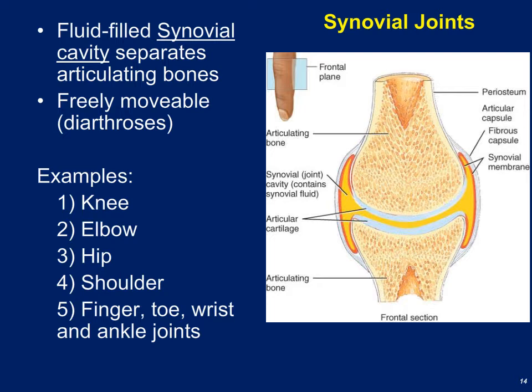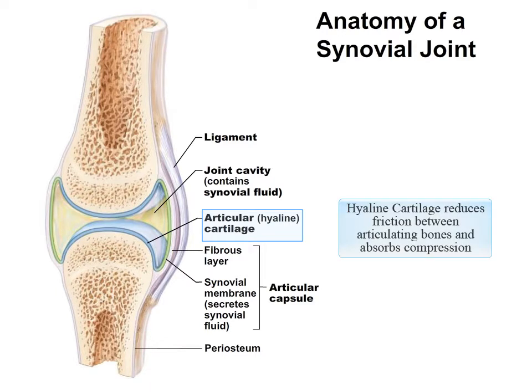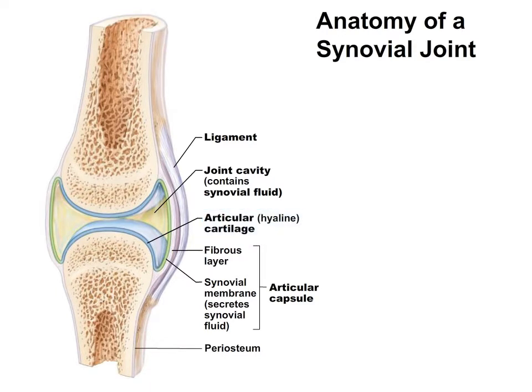And examples of synovial joints include things like the knee, the elbow, the hip, the shoulder, finger, toe, wrist. Pretty much any joint that you thought of as a joint before you came into this class is a synovial joint. Synovial joints are distinguished from cartilaginous joints and fibrous joints by the presence of 5 or 6 unique features. First of these is the presence of hyaline cartilage on the articulating ends of the articulating bones, and this cartilage helps to reduce friction and also absorbs compression.